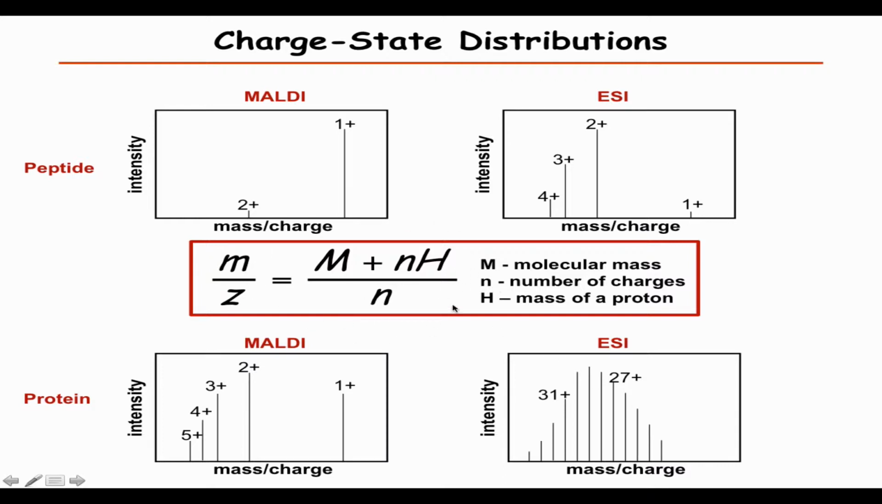And what we can do, if we want to calculate what the mass to charge is, there is a simple formula. You take the molecular mass of the peptide or protein, you add the mass of hydrogen the number of times that you have charge, and divide by the charge. So that's how you get it. These charges are protons that are attached to the peptide.